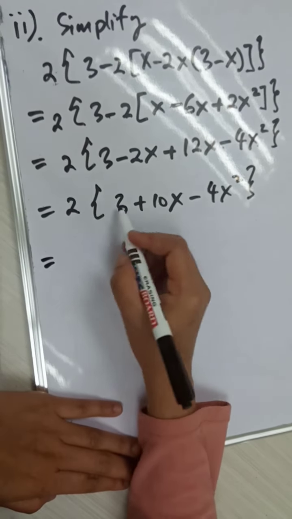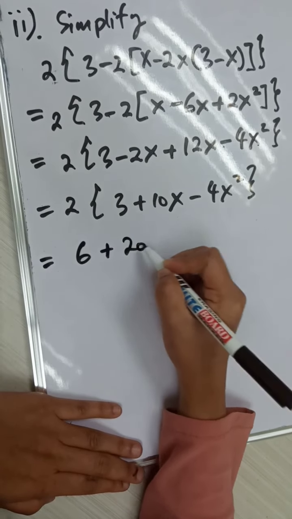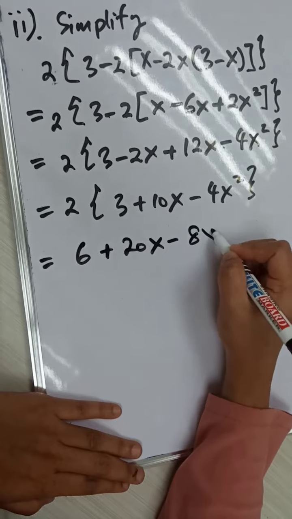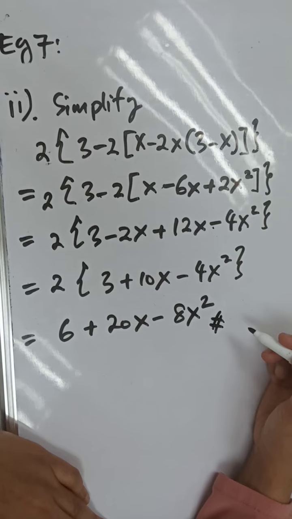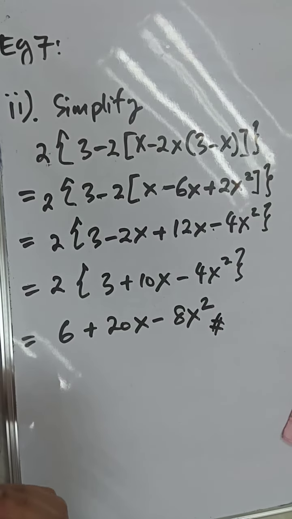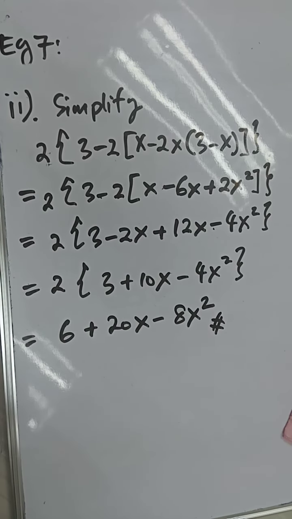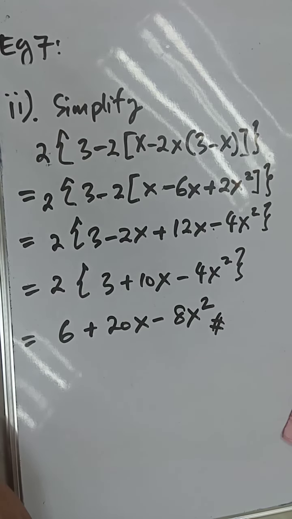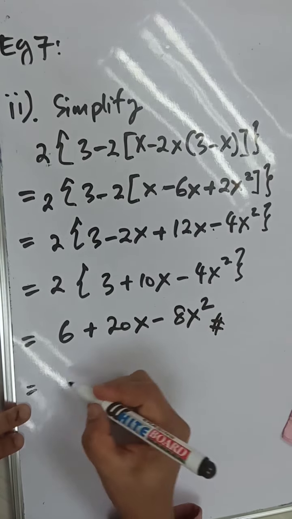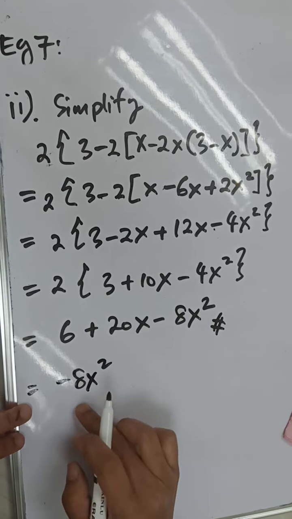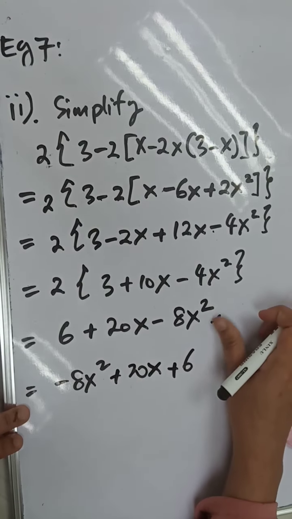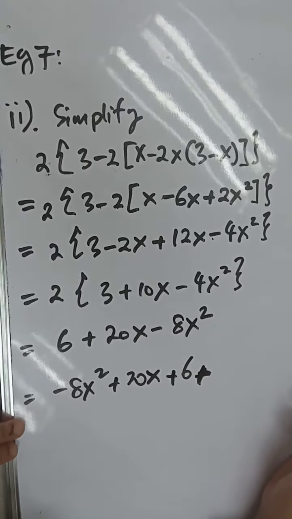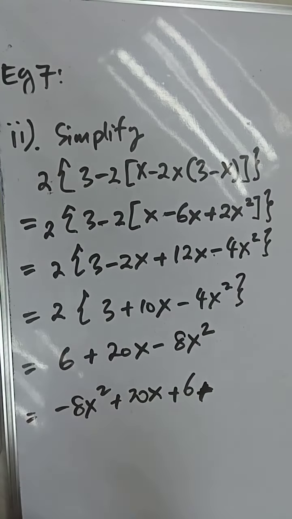Now expand one by one. 2 multiply 3, we get 6 plus 20x minus 8x squared. This is the answer. This is how I solve the problem involving polynomials. But before that, actually this one you can just put in order. I put 8x squared plus 20x plus 6. This will be the final answer. Alright, so I hope you understand. Thank you.